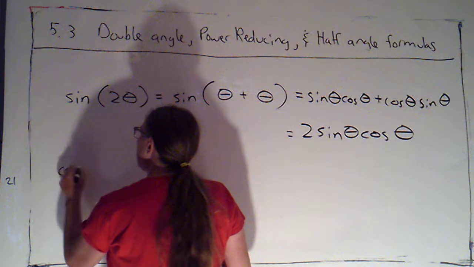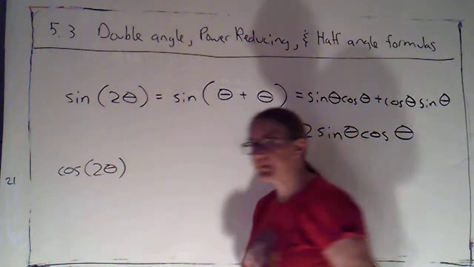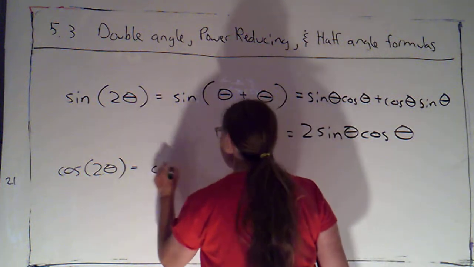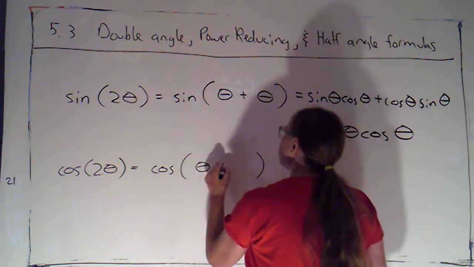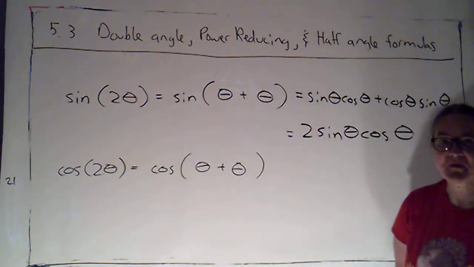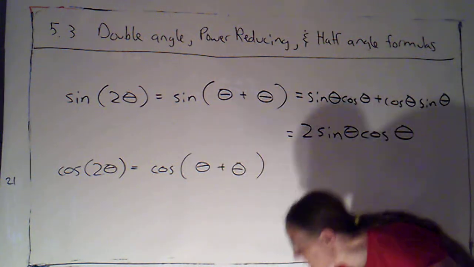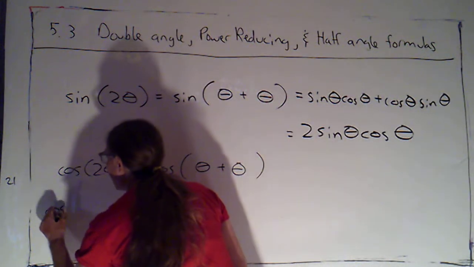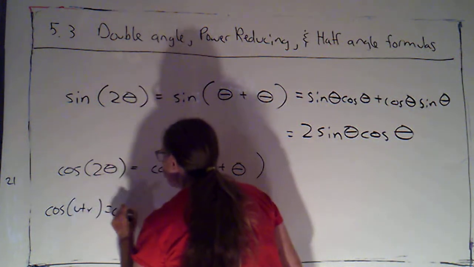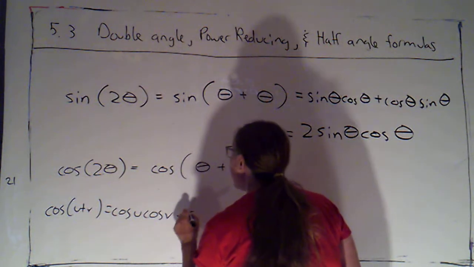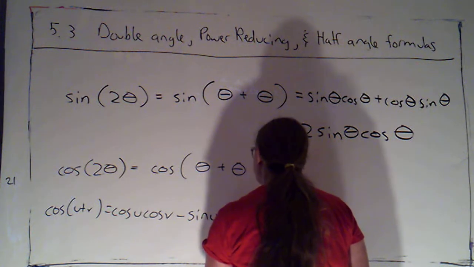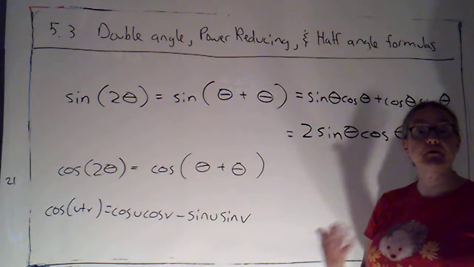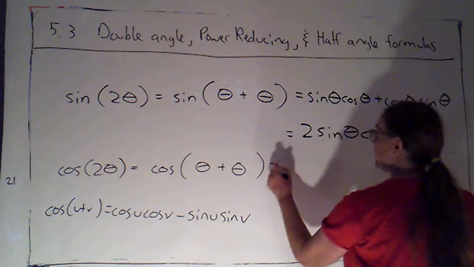Okay, let's do the same thing for cosine. So if I wanted to evaluate cosine of 2 theta, I'm again going to make the very brilliant observation, and this always makes me feel so clever, that 2 theta is theta plus theta. So I'm really just going to be using the sum formula for cosine. So let me write that out again just to remind us. Cosine of u plus v was cosine u cosine v minus sine u sine v. So again, we're just copying this formula, but replacing both u and v with theta.